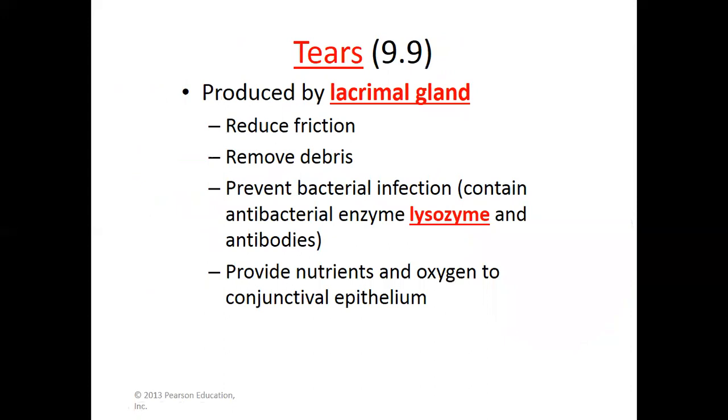Tears are produced by the lacrimal gland, mentioned that earlier. They basically reduce friction as you blink your eyes, remove debris, and there's actually an enzyme called a lysozyme that prevents bacterial infection. So this fluid that makes up your tears is really protective of your eye, and it also provides nutrients and oxygen to the conjunctival epithelium. Remember, epithelial tissue, if you don't remember, is avascular, so it needs to receive nutrients and oxygen from other sources. The source that this receives it from is tears.